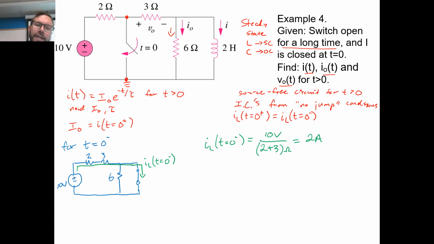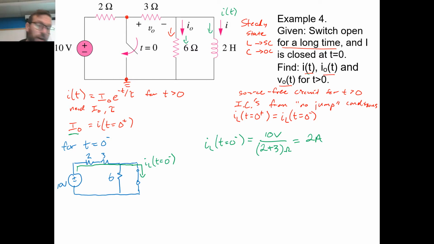So we know then that I naught... this gets kind of confusing. I'm saying I naught, there's a capital I naught. If i of t is the current through the inductor, then in that current we're referencing the pre-exponential, the time t equals 0 current, capital I naught. And then there's a lowercase i naught going through the 6 ohm, i naught of t. So I just want to be clear what we're talking about here.